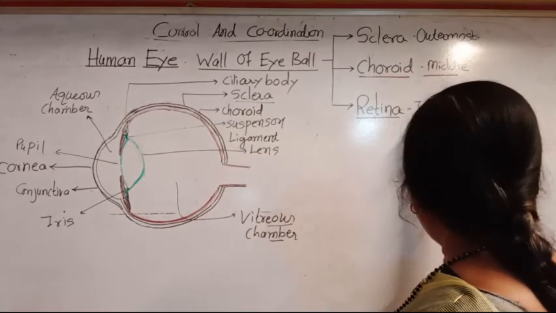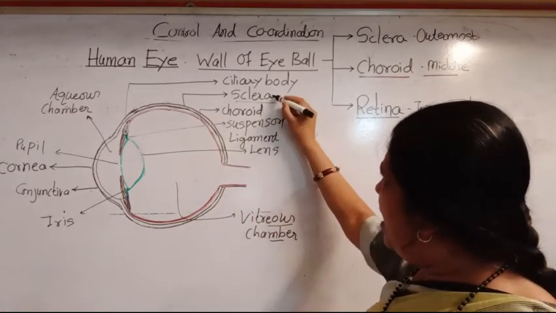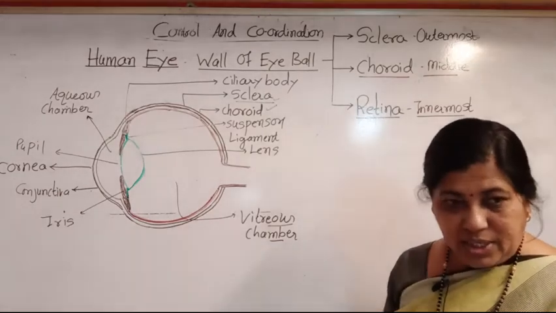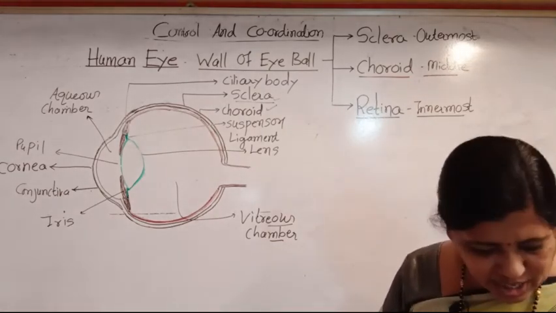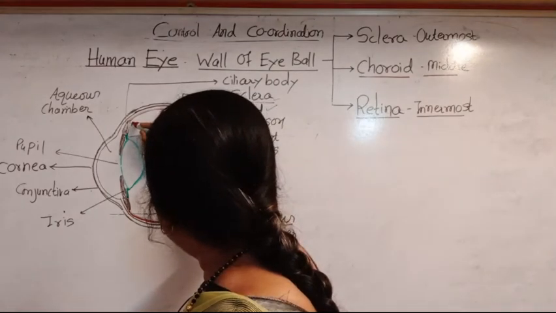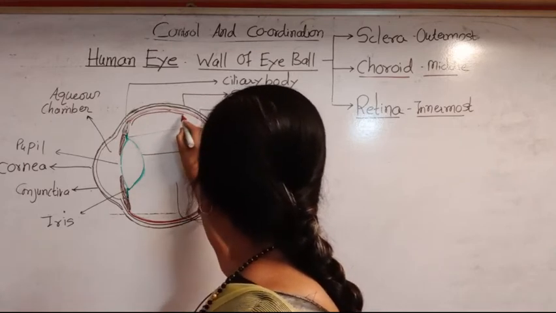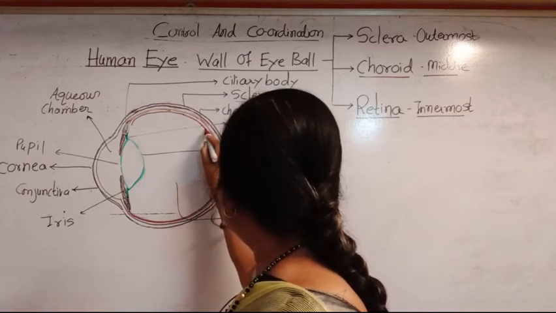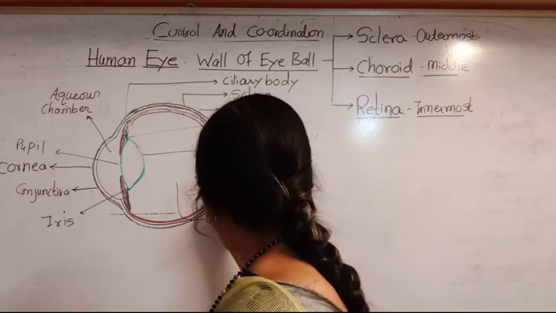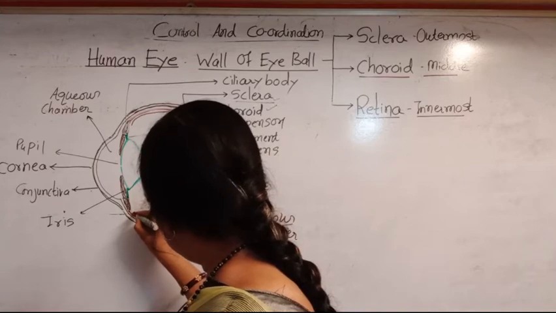So innermost layer of eyeball is retina, and it is a very important layer. Actually these two layers, sclera and choroid, are protective layers. So innermost layer of eyeball is retina. I am drawing retina. Retina is non-vascular. This is retina.